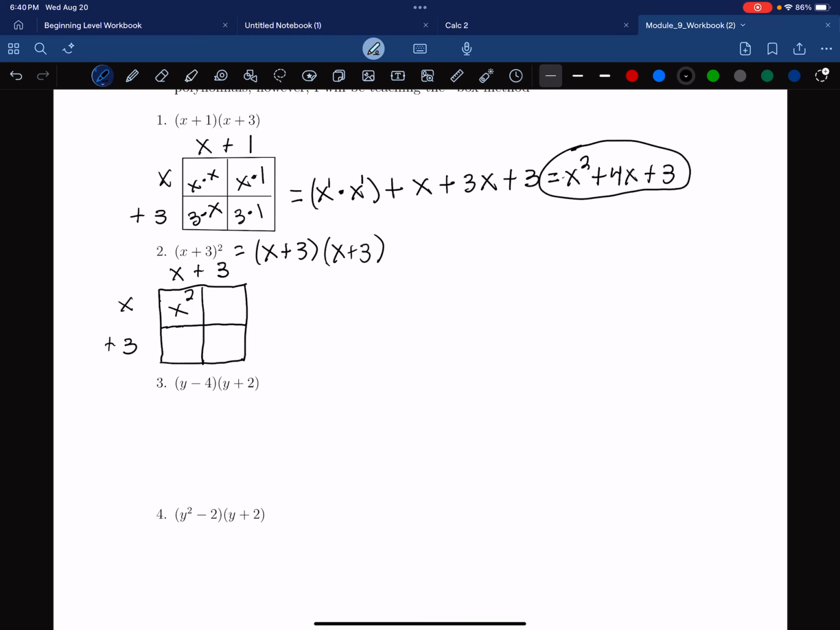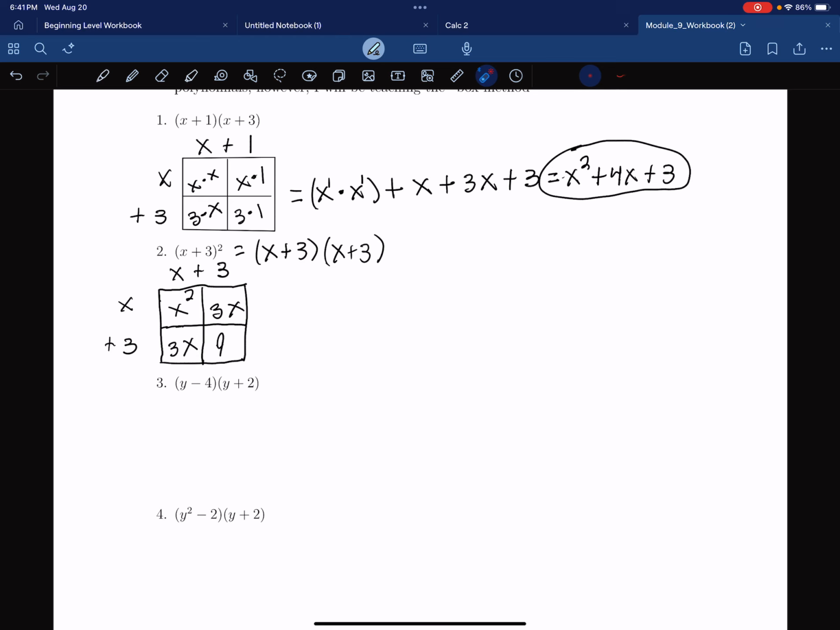And then here we have 3 times x, and 3 times x is 3x. And then in this box we have x times 3, which is 3x. And then in this box here we have 3 times 3, and 3 times 3 is 9. Now we are going to take everything that's in this box and add them together. I should have specified that in this first example, because I did not make that super clear.